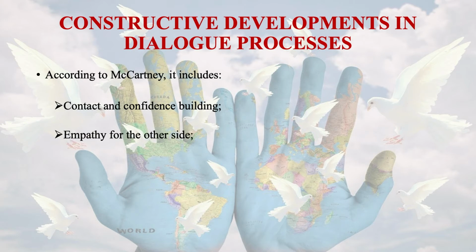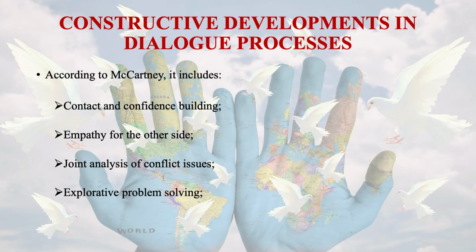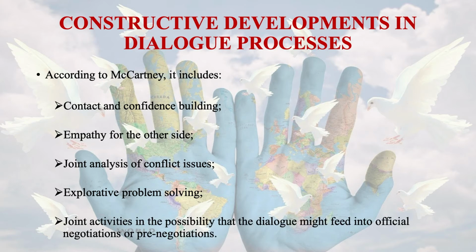Then empathy for the other side. One side should develop empathy for the other side of the conflict. Then there should be a joint analysis of the conflicting issues. First you identify the issues and then do a joint analysis of them. Then you explore the problem solving approach to address those conflicts. And finally, joint activities, in the possibility that dialogue might feed into official negotiation or pre-negotiations.